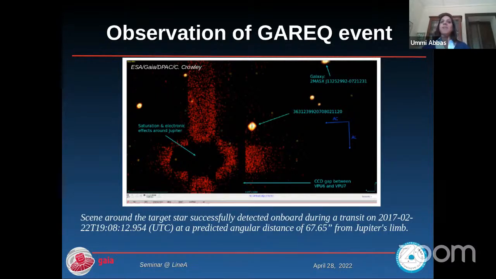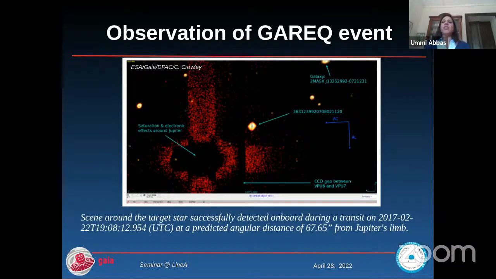Here we can see Jupiter, which is not actually observed. The hole in the figure here is Jupiter. It's removed from the observations because it's too bright, otherwise it would burn the CCDs. And we see the target star, the one that I was simulating in the previous simulation, the big yellow diamond. In this case, the target star was observed just barely 70 arc seconds from Jupiter's limb.